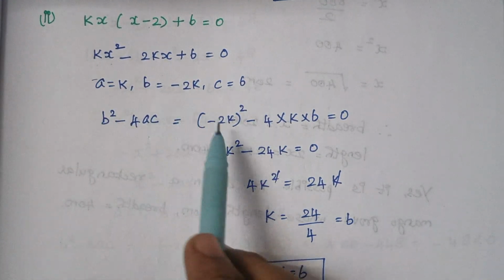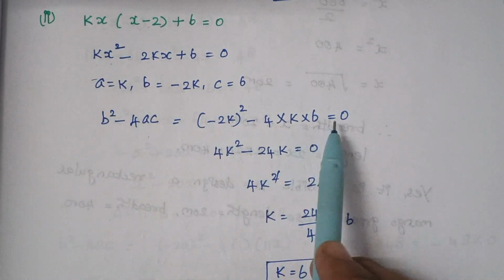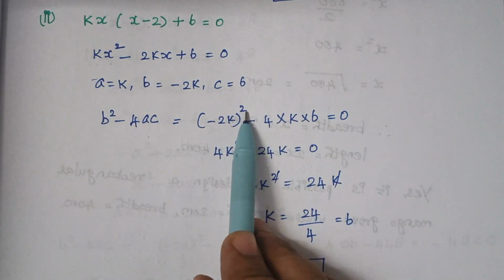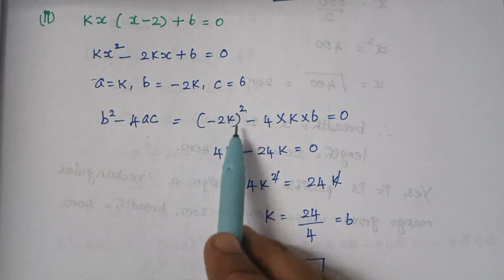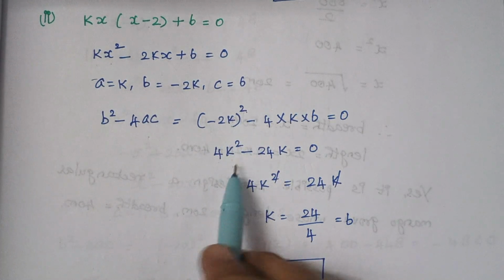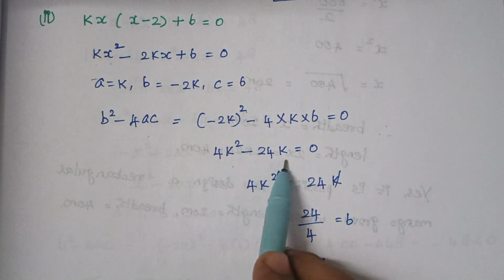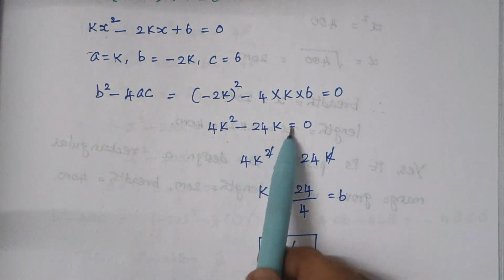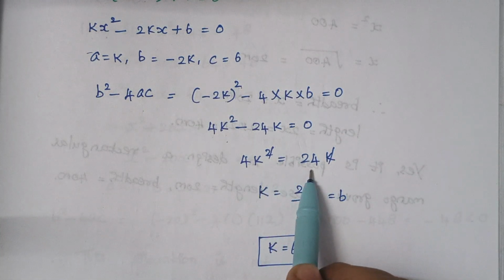So substitute the values of a, b and c. Here the value of b is minus 2k the whole square, minus 4 into k into 6, which is equal to 0. Minus 2k whole square becomes 4k square, right? Minus 2 whole square is 4 and k to the power 2 is k square. Minus 6 fours are 24, therefore minus 24k is equal to 0. As a next step, I am moving this minus 24k to the right hand side. Therefore, it becomes plus 24k.